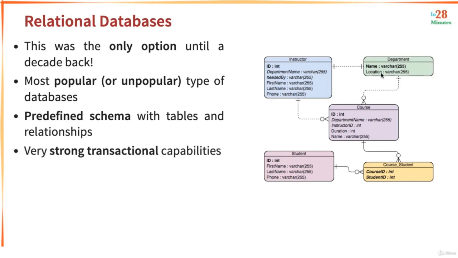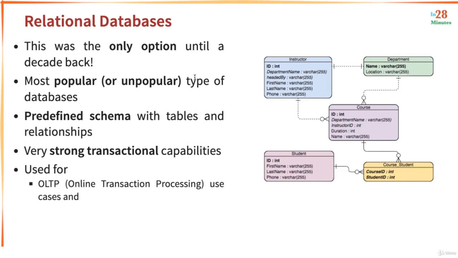Relational databases can provide very strong transactional capabilities in the sense that, for example, let's say a new student is enrolling for a course. Then I would need to insert a record in the student table and the course student table as well. Relational databases provide very, very strong transactional capabilities. Relational databases are typically used for online transaction processing use cases and online analytics processing use cases. Now, let's look at these in depth.